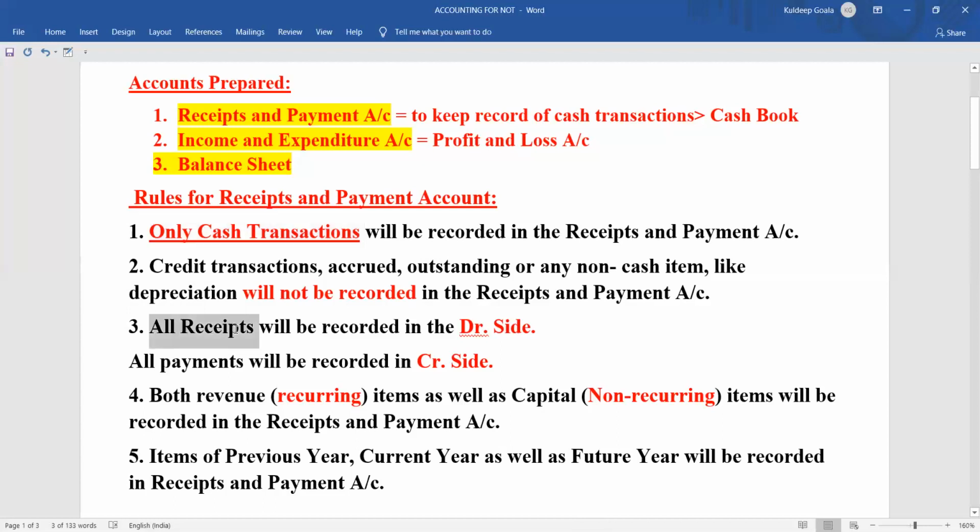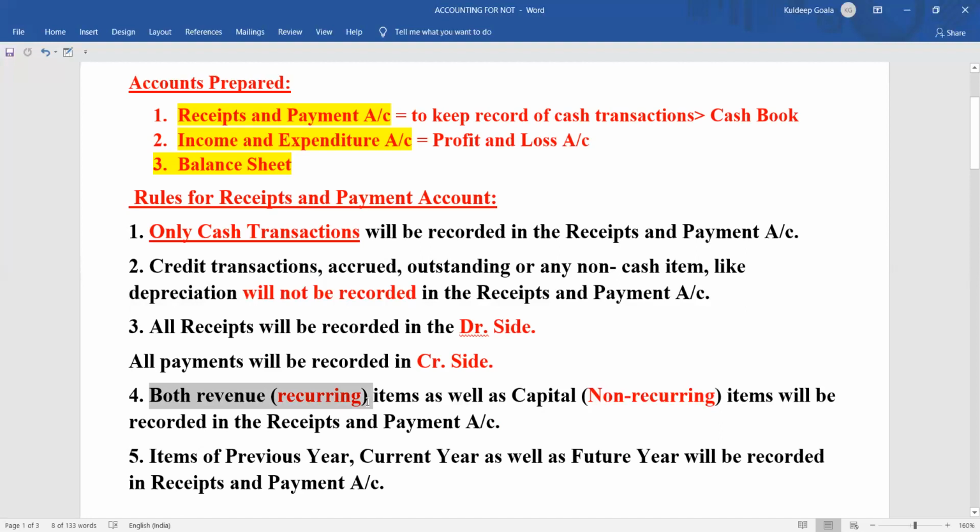Then remember that all receipts will be coming in the debit side of the receipts and payment account. All receipts will be put in the debit side of the receipts and payment account, and all the payments will be put in the credit side of the receipts and payment account. Clear? Now coming to the next one, both revenue items.